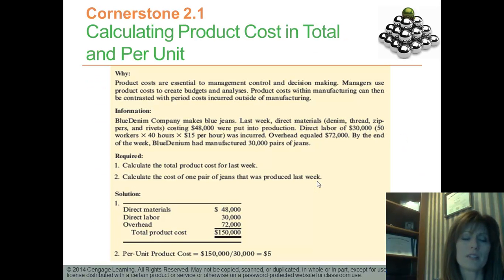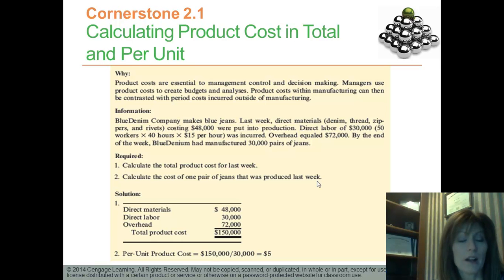All right, so here's an example. We have the Blue Denim company that makes blue jeans. Direct materials cost $48,000 were put into production. Direct labor of $30,000 was incurred. Overhead was $72,000. They manufactured 30,000 pairs of jeans. So there's the given information. We're going to calculate the total product cost and then the per unit cost.